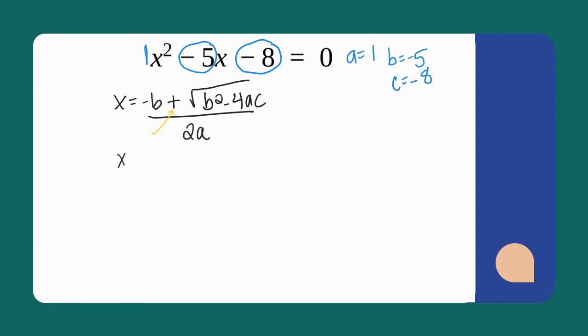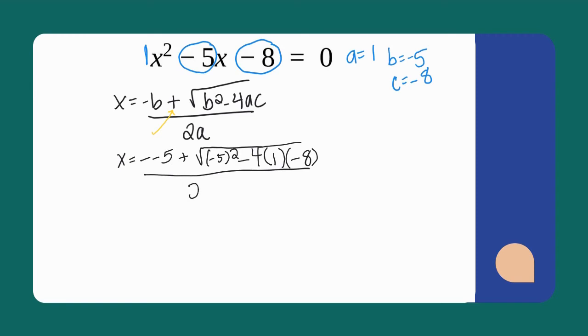So I have x equals -5 plus the square root of -5 squared minus 4 times 1 times -8 all over 2 times 1. Okay, there's a lot going on here, so let's do this using order of operations. Before I do that, I just noticed I have 2 negative signs together all the way on the left, and that will make an addition sign.